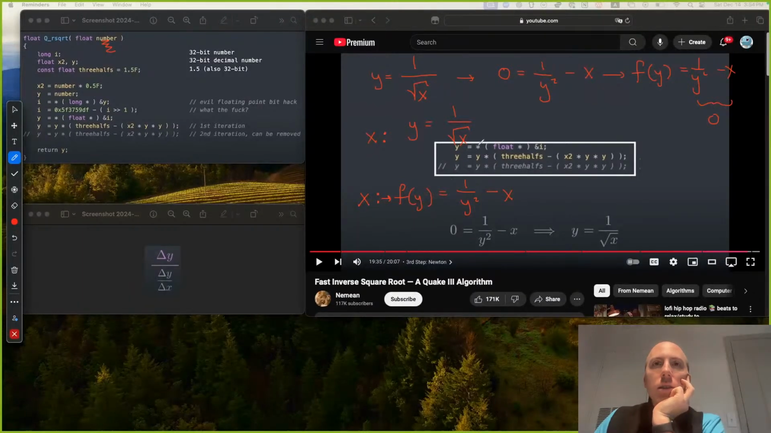So these are the two things we're trying to do. We start with x, and we're trying to find the y such that y is equal to 1 over the square root of x. Equivalently, we're starting with x, and we're trying to find a y such that this thing is 0. So we just took this function and converted it into a form that we can use Newton iteration on.